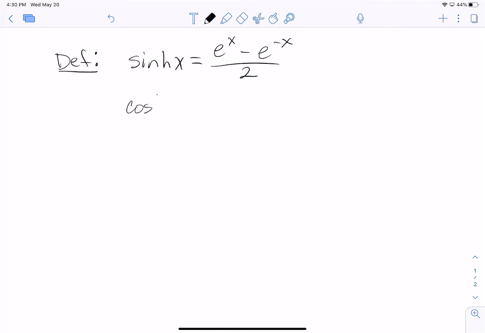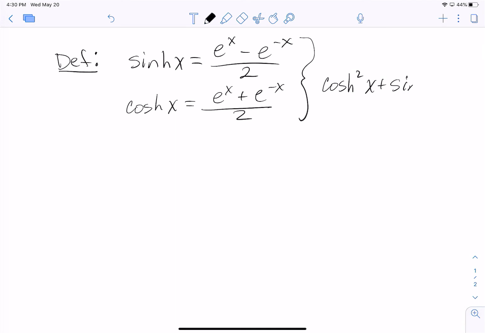The hyperbolic cosine of x is defined to be e to the x plus e to the negative x over 2. And from these two, you can verify that the hyperbolic cosine squared of x minus the hyperbolic sine squared of x, I don't mean plus, I mean minus, if you verify it, you'll see it is equal to 1.